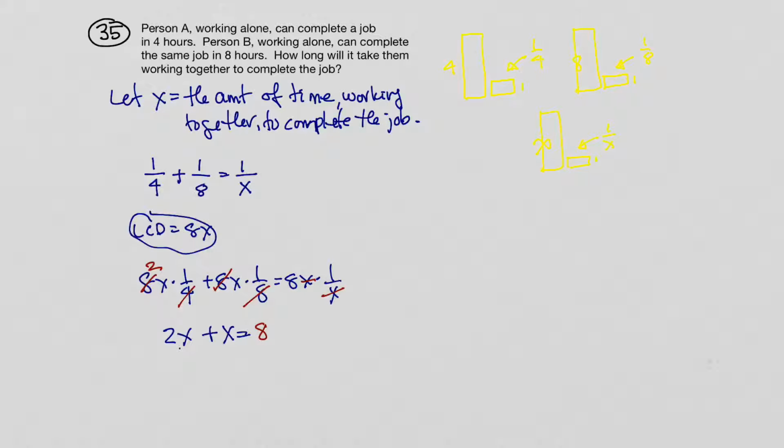So now we've got 3x equals 8, and divide by 3. I'll do it right up here. This will give us x equals 8/3. And because we're dealing with time, I'm going to write this like this. 3 will go into 8 twice with the 2 remainder, so 2 and 2/3. So we're going to conclude then that working together is going to take them 2 2/3 hours to complete this job.